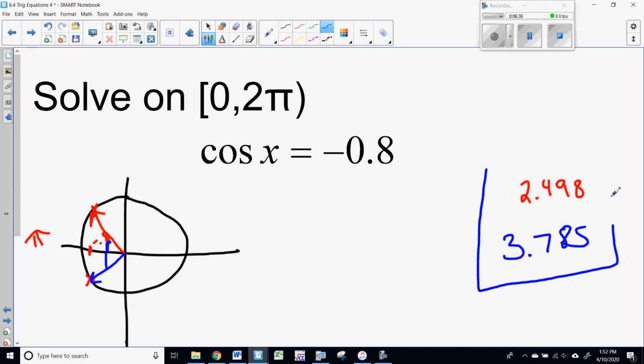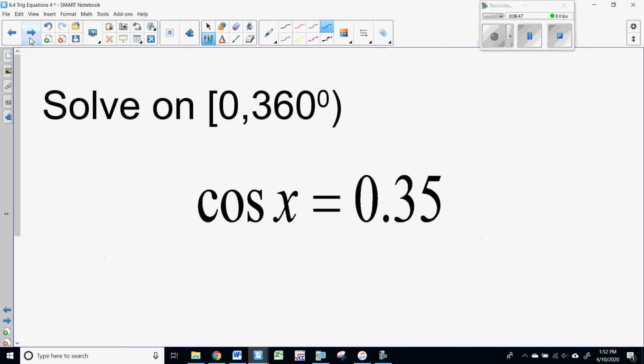And there are my two answers in radians. It's definitely a little bit harder in radians because we're not as comfortable as we are in degrees. Let's try another one.